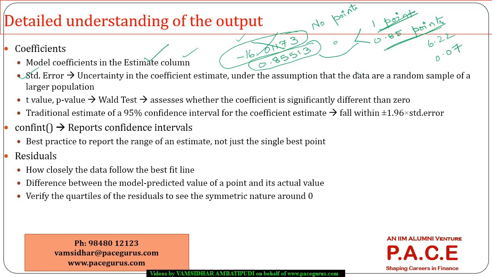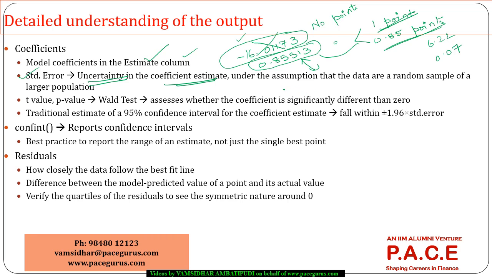So, a very interesting thing to understand: it's the uncertainty in the coefficient estimate. The coefficient that it has computed has some level of uncertainty to it, because it's a sampling exercise that we are doing, right? So there is some level of uncertainty in the estimation of the coefficient. If the data changes a little bit, then my coefficient also could change.